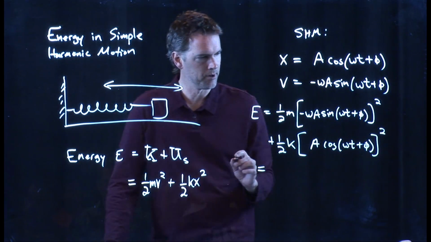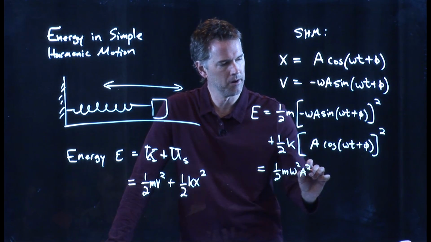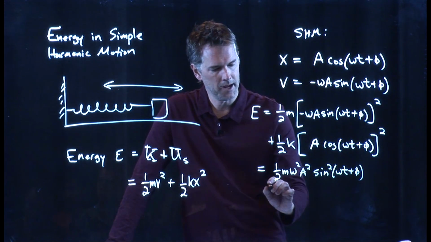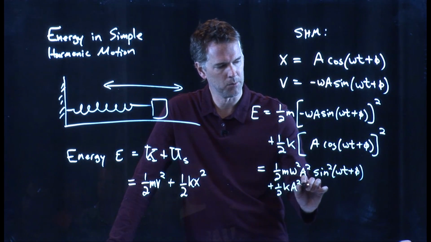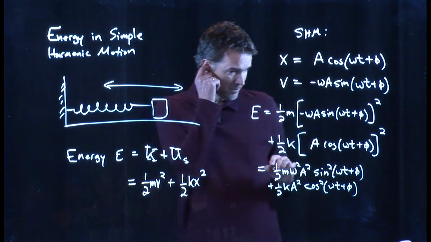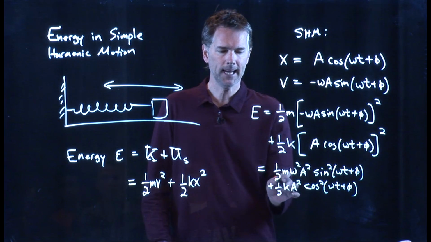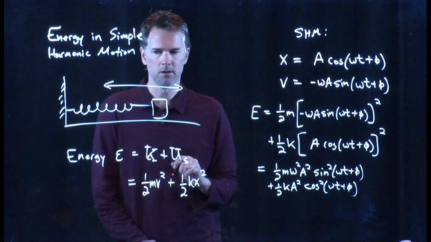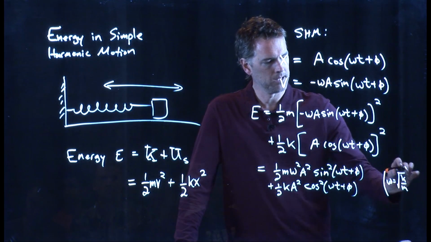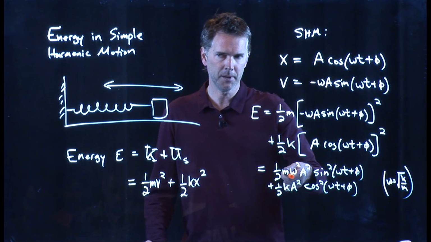And now we can write out this stuff, right? We've got 1/2 m omega squared A squared times sine squared of (omega t plus phi). And then the next one is 1/2 k A squared cosine squared (omega t plus phi). And it looks like maybe we can't combine those unless we remember that omega is in fact related to k. That was one of those things that we derived before. Omega is in fact the square root of k over m. And if omega is that, then omega squared just becomes k over m.